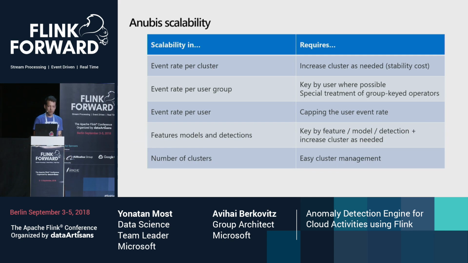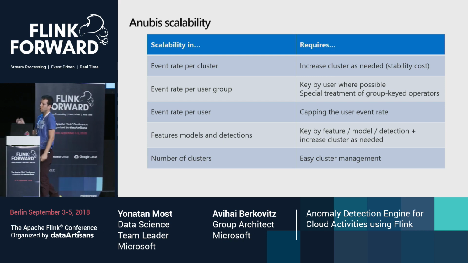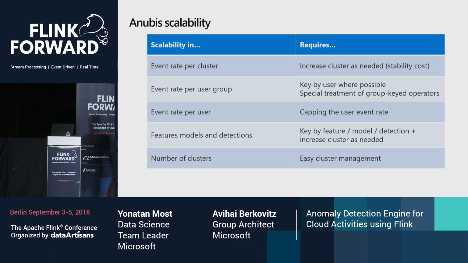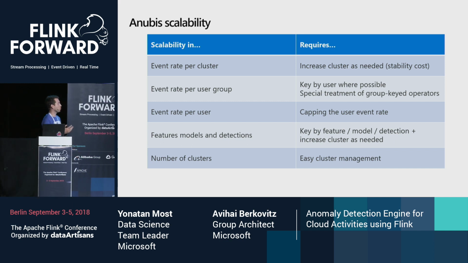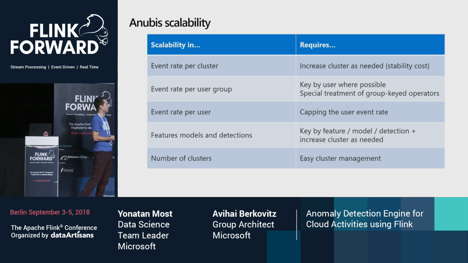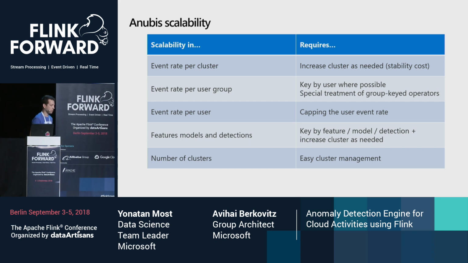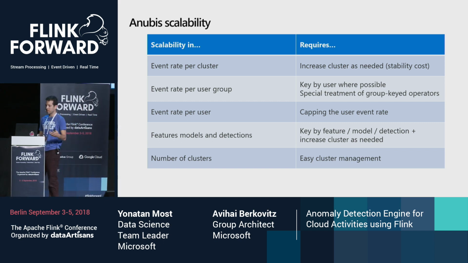Okay, so let's talk about scalability. We find it useful to define what are the different dimensions in which we need to be scalable and what are the requirements derived from each one. So the most basic thing would be the event rate for the entire cluster. So we need to be able to handle more events as the usage grows for that cluster. And the answer to that is increase the cluster. And that works great. Flink is very well suited for that. All we need to do is restart the job from a savepoint and redistribute the subtasks, increase the parallelism, and it works great.